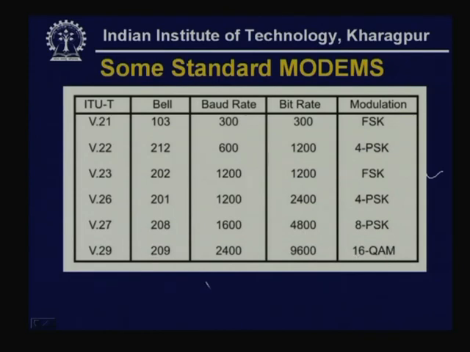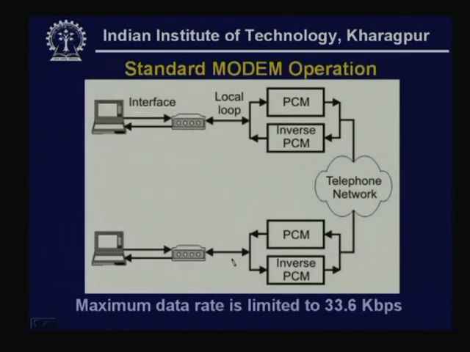And there are other standards providing at most 33.6 kilobits per second of data transfer using modems. That is the maximum possible data transfer rate using modems.